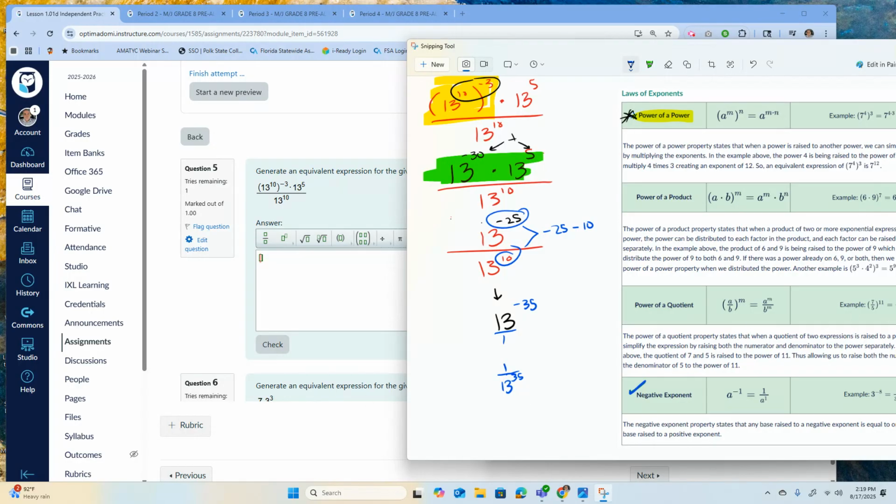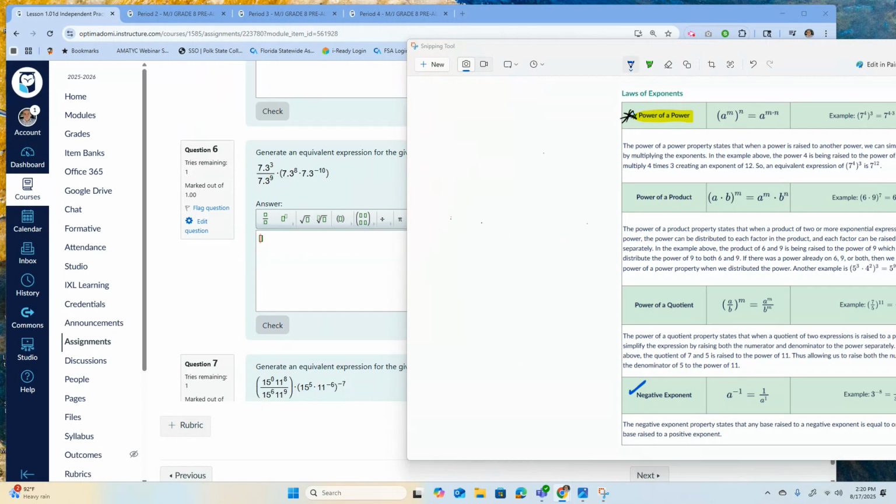Let's go to problem number 6. In problem number 6, we have this. We have a fraction bar, 7.3 to the 3rd power, 7.3 on the bottom of the fraction to the 9th power, times, now we have a parenthesis, 7.3 to the 8th power, times 7.3 to the negative 10 power.